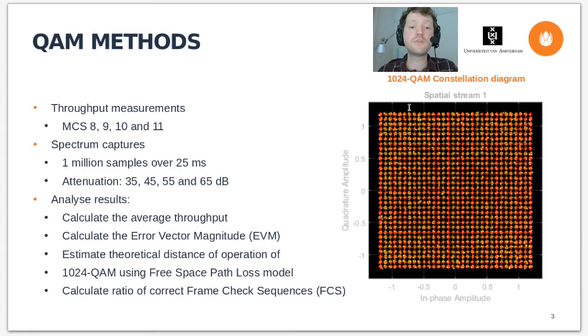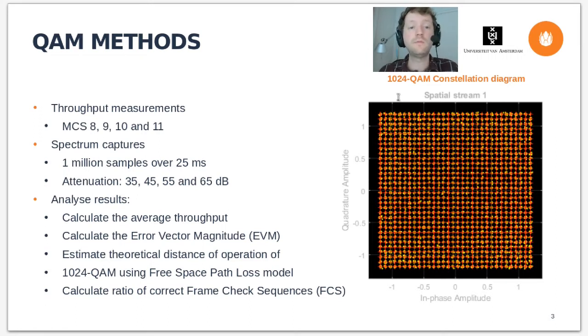The quadrature amplitude modulation measurements are divided in 2 parts. The first part consists of performing measurements on modulation encoding schemes 8 through 11. In the second part, spectrum captures are obtained with different attenuation levels using the spectrum analyzer. To the right, you can see the constellation diagram of a 1024 QAM transmission.